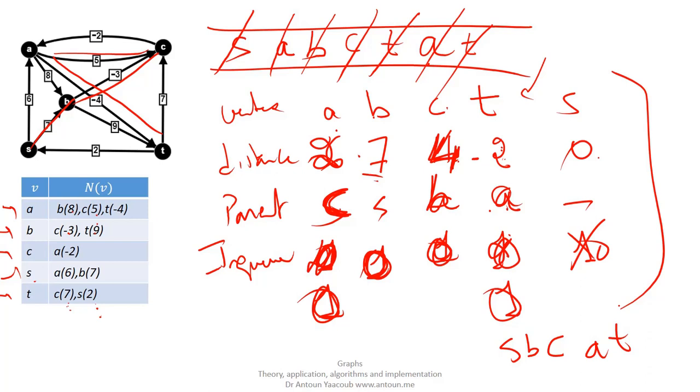So SB is equal to 7. BC minus 3, minus 2, minus 4. So the total is minus 2. So this is the shortest path of our Bellman-Ford algorithm. So I can reach S to T using minus 2. So 7, minus 3, minus 2, minus 4. So 7 minus 3, minus 2, and minus 4 is equal to minus 2. So this is the Bellman-Ford algorithm.